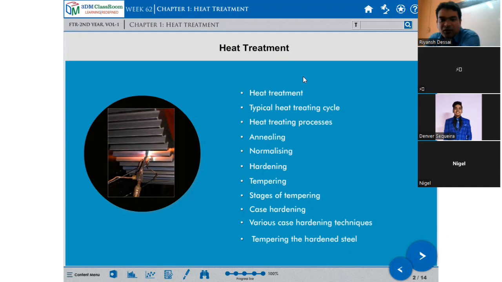Right? So we see the typical heat treating processes: annealing, normalizing, hardening. In detail, we'll see tempering, the stages of tempering, and case hardening. Now temperature stages are there, and a tempering temperature chart is also there, that you should know. Case hardening means here the metal layer is getting hard, and the inside metal will remain the same. Then various case hardening techniques, and tempering and the hardened state.